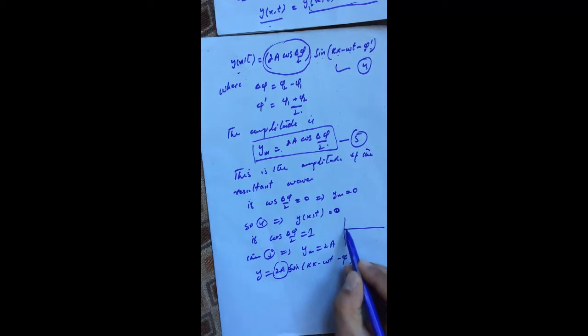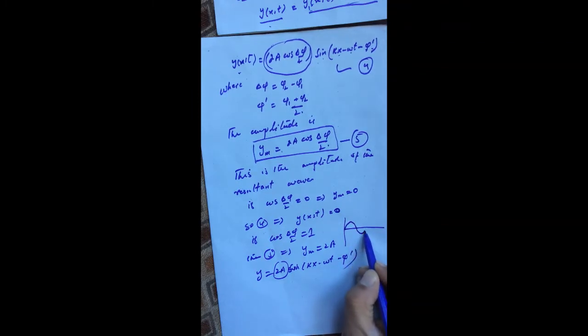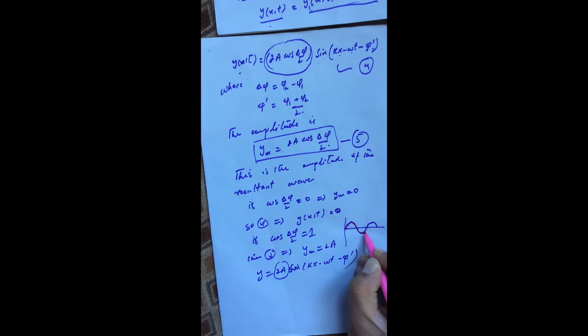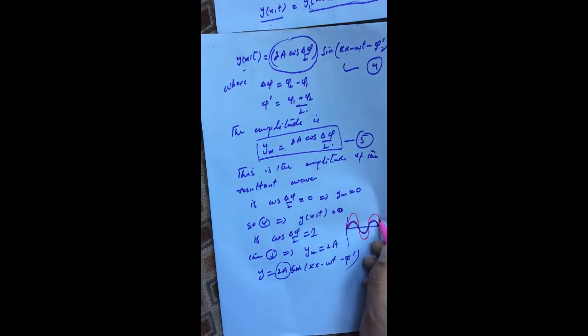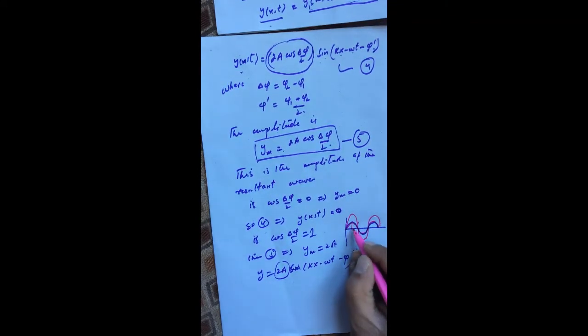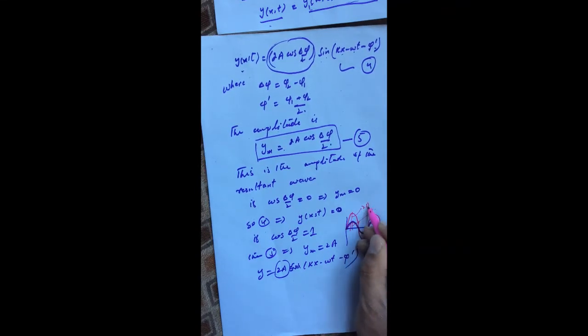It means that we have 2 waves. They are superimposed on each other such that they have the same amplitude. So the resultant wave has amplitude which is 2 times the amplitude of the individual wave. So this is amplitude A. Both the waves have amplitude A. Here the amplitude is now 2A. So this is called constructive interference.